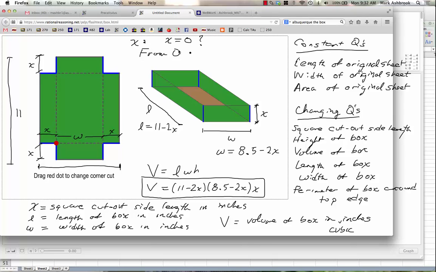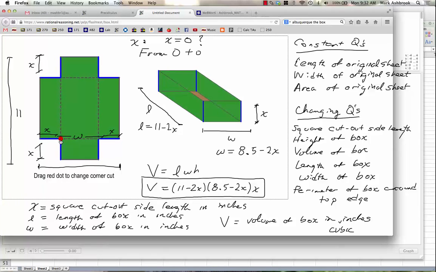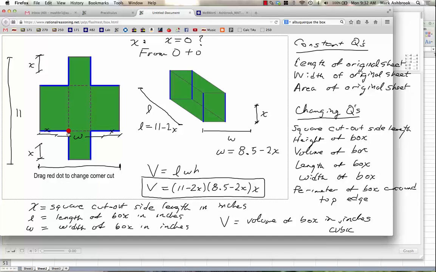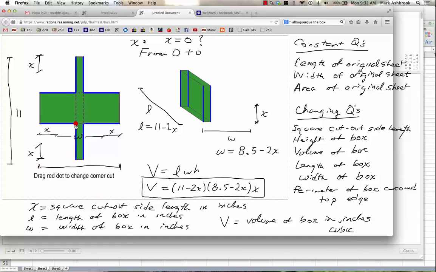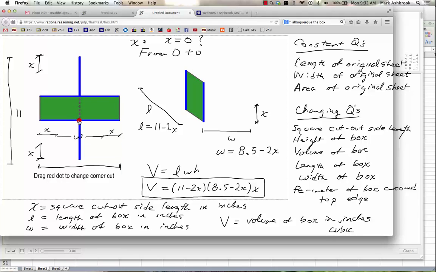What about the greatest value of x? So here I'm still okay, and I'm going to run into difficulty. What's the length of the cutout here? What's x here for this situation that I moved the thing to? Haven't I just cut squares out of the width so that it's all gone? So here x is 4.25.